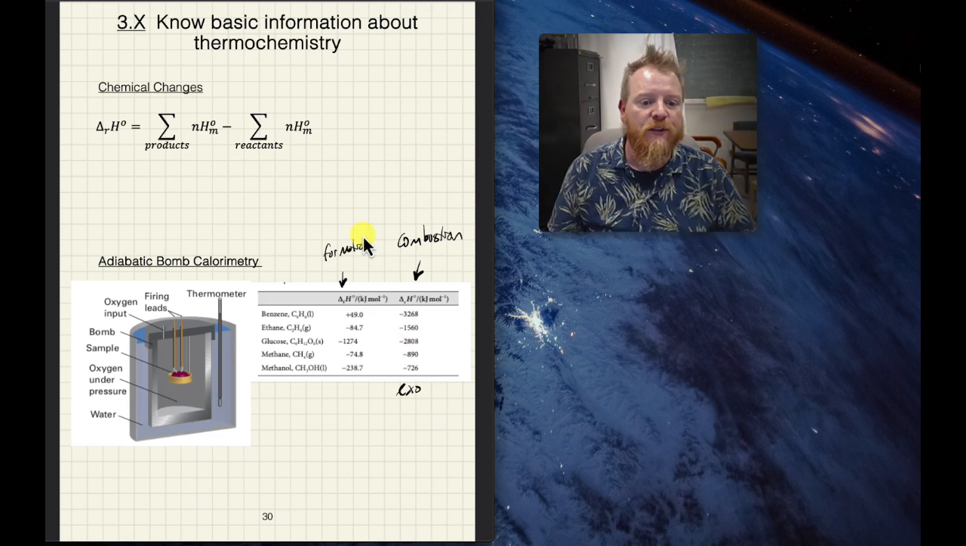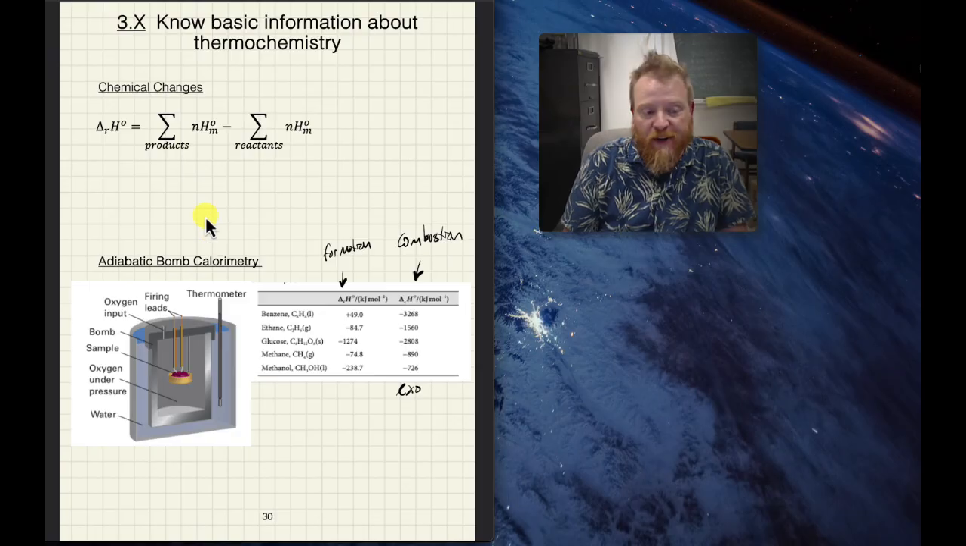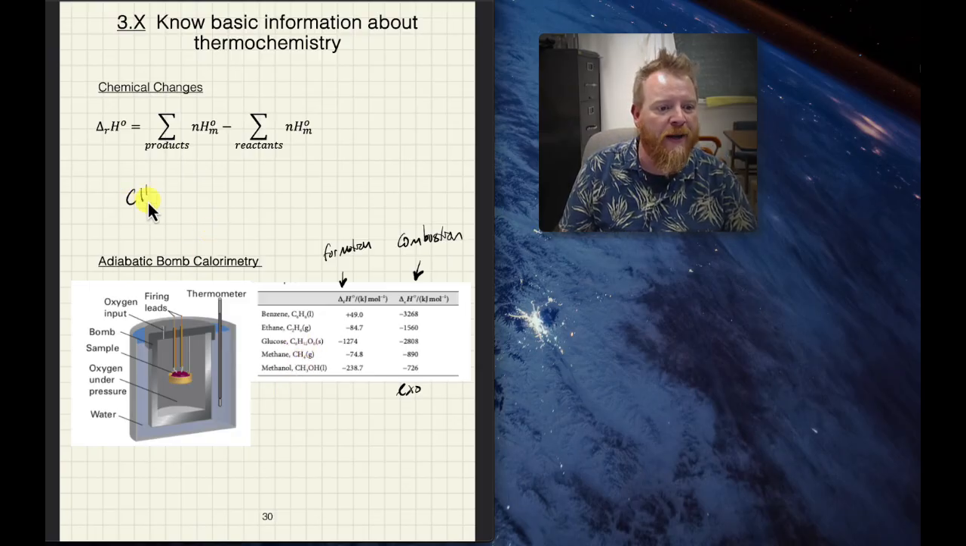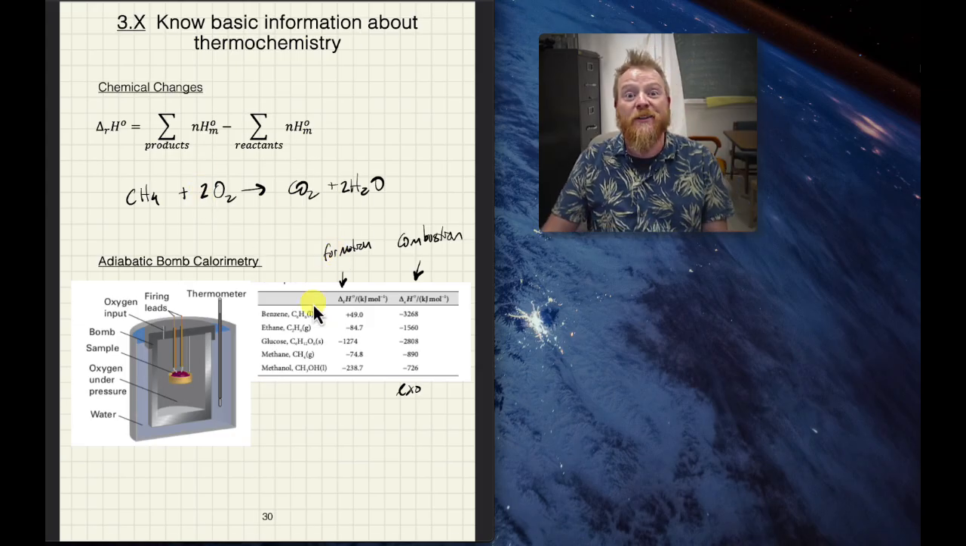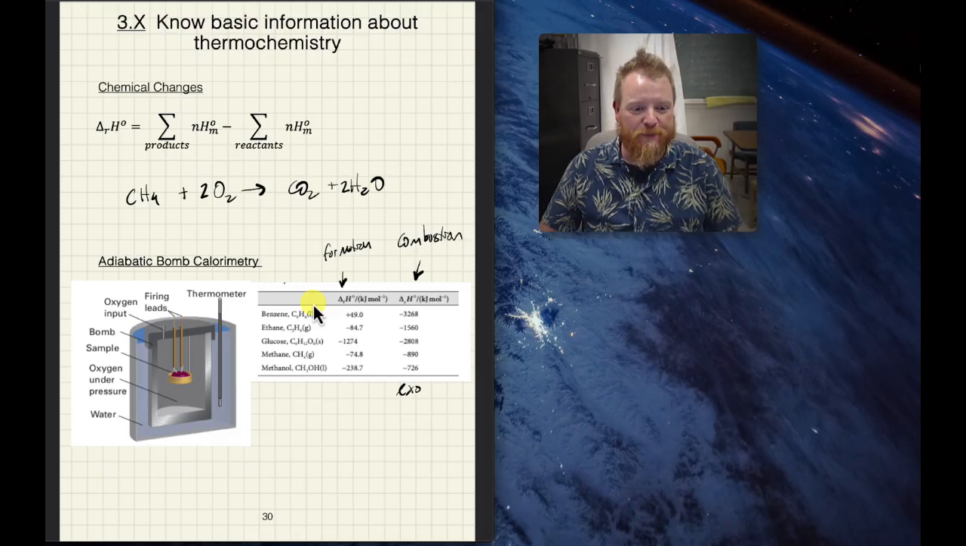So the reaction here that we're interested in, for example, if we go back to that methane example, it's our classic combustion reaction to make CO2 and H2O. And of course, we have to balance it, right? So we'll put a 2 in front of there and then another 2 in front of there, assuming I still know how to balance chemical reactions.